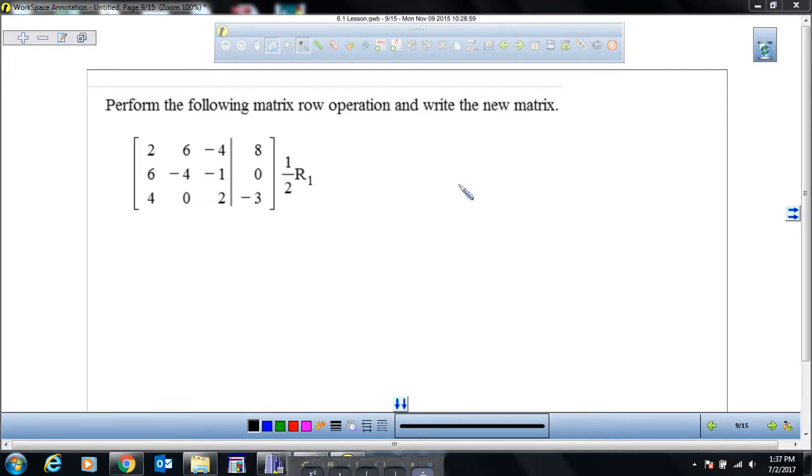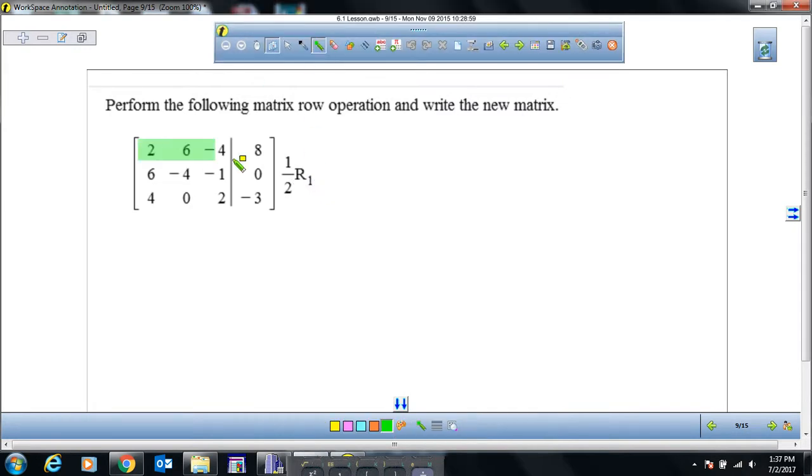First question here says, perform the following matrix row operation and write the new matrix. So what does this tell me? This is my augmented matrix: 2, 6, -4, 8, 6, -4, -1, 0, 4, 0, 2, and -3. So basically, what does it tell me here? That 1/2 R1, that's what I want to do. That means multiply every element in the first row, that's what the R1 is, by 1/2.